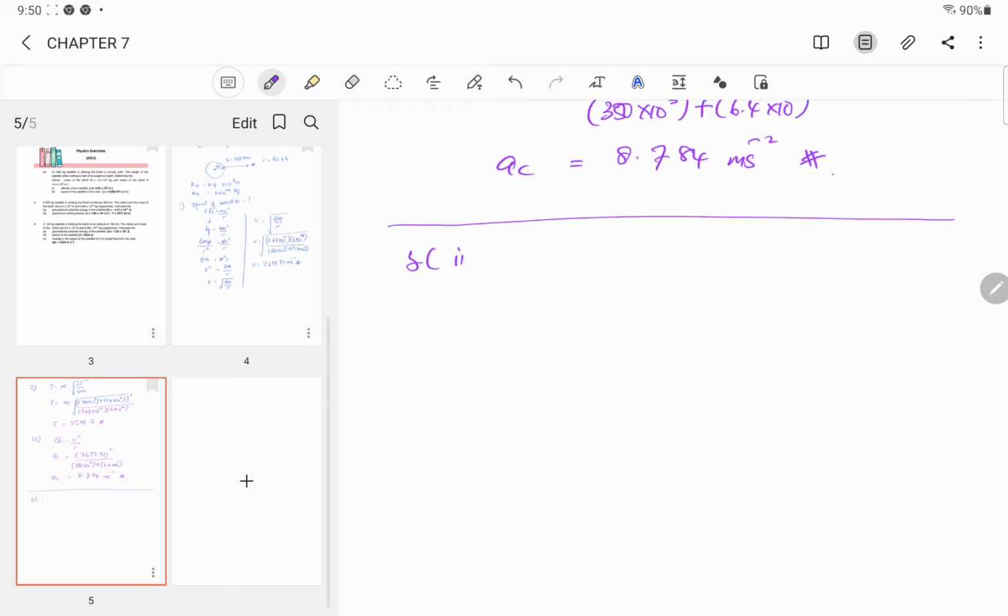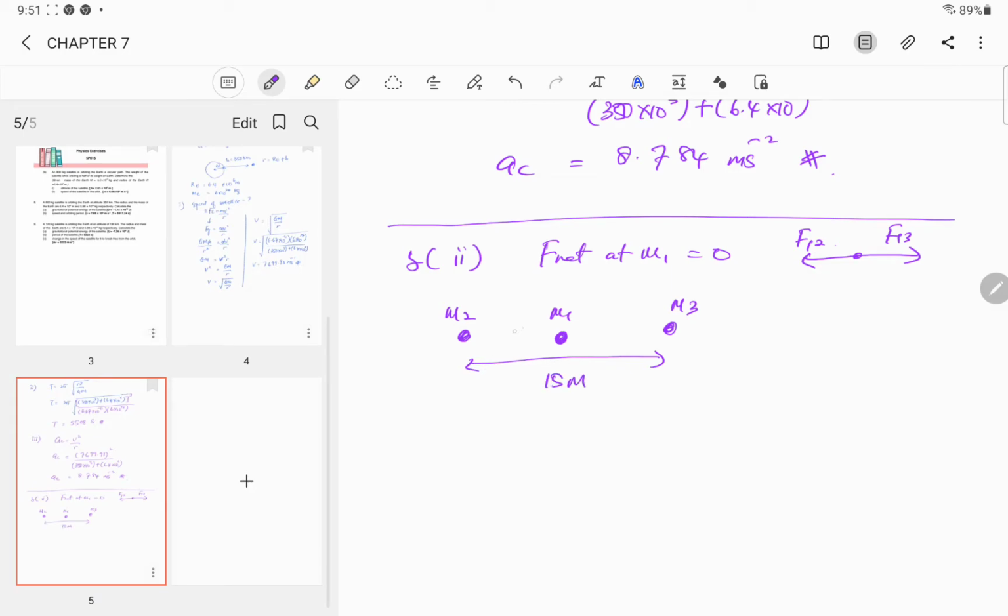Alright, so for number 2, soalan B tu. Okay, so F net at M1 equal to 0. So kita tengok tadi dia punya forces macam ni kan. Okay, so this one is F13, F12. Saya lukis sikit lah. Okay, M1, M3, M2. Distance between M2 and M3 is 15 meters, and then here M1 and M2 is X.